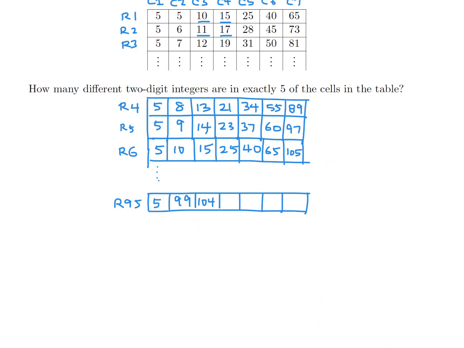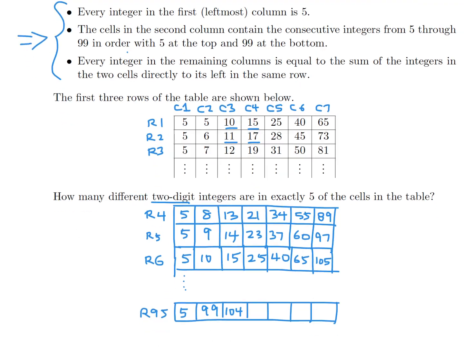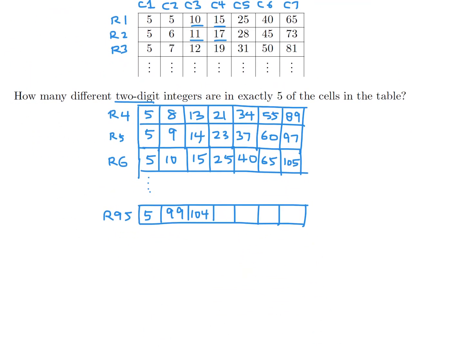Okay, so then what is the question here? The question is, we want to look at all of these and see which numbers appear exactly 5 times. So how many 2-digit integers are in exactly 5 of the cells? So we are only interested in 2-digit numbers, the numbers that are 10, 11, all the way till 99. Those are the only numbers we care about. And these numbers have to appear in 5 of these cells. So there's 7 times 95, which is 665 cells, right? They even tell you that in the question.